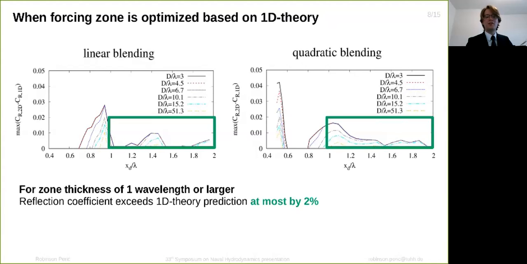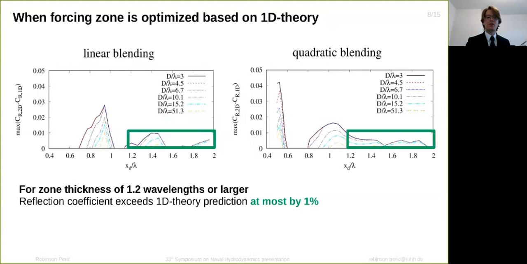And we see that if the forcing zone thickness is 1 wavelength or larger, then the reflection coefficient will exceed the 1D theory prediction at most by 2%. And if we make the forcing zone just a little bit thicker, like 1.2 wavelengths, then the reflection actually will exceed the 1D theory prediction at most by 1%, typically much less, if at all. And if you're more interested in how the shape of these curves comes about, I can say more about this later on in the question section.